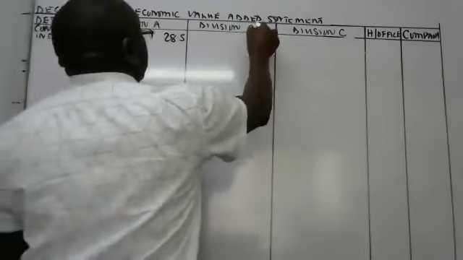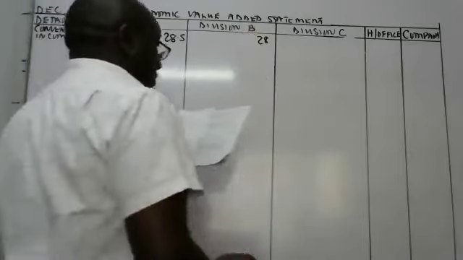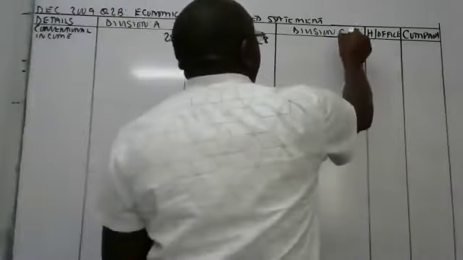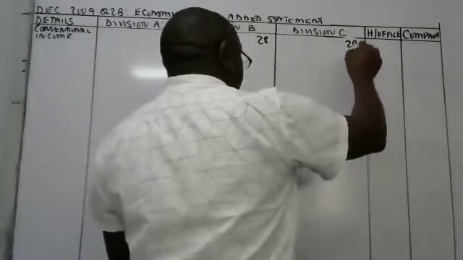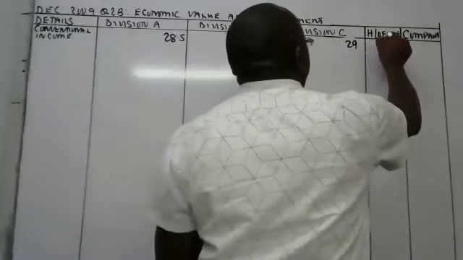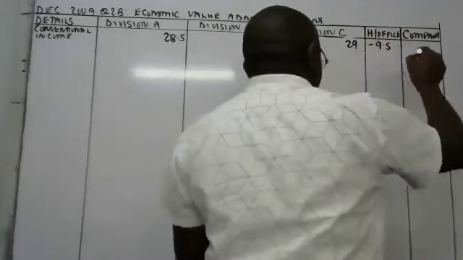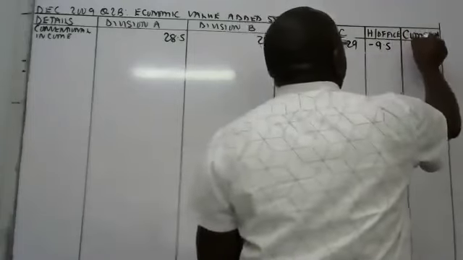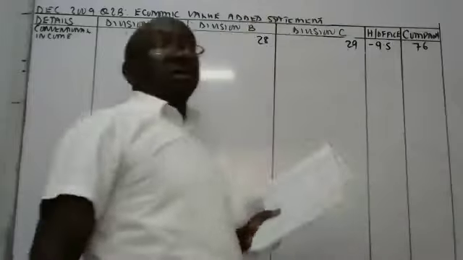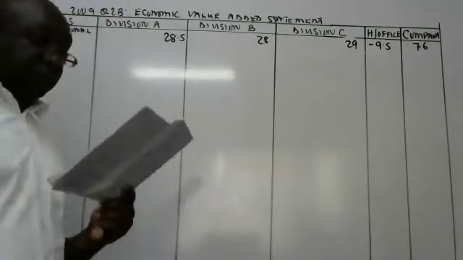Okay, so if we have seen it, the profit before tax and interest is 28.5 for the first division. Division B has 28, division C has 29, and the head office has 9.5, which is negative. Now confirm whether they add back to 76. Those who are online, I hope you have seen the question.